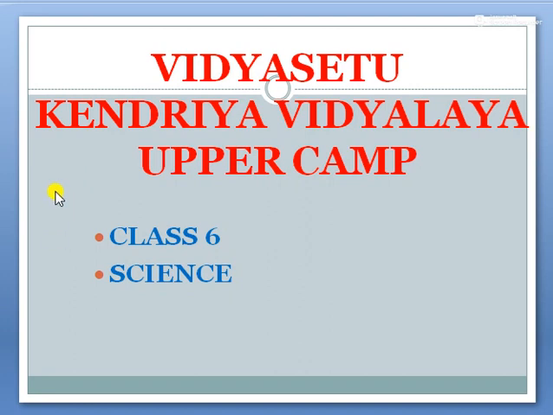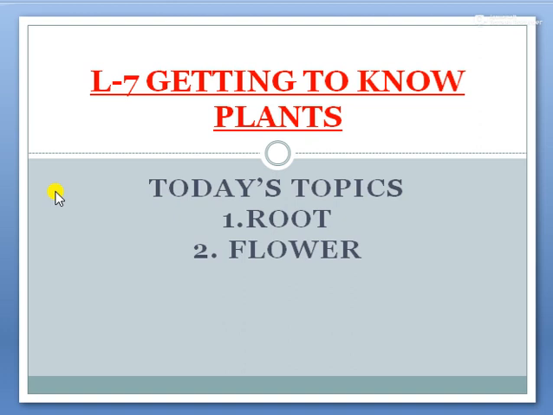Today we will continue with the same chapter, Getting to Know Plants. In this chapter, we have already studied about the different types of plant, leaf and leaf venation. So today we are going to study about root and flower. So let's start our class.